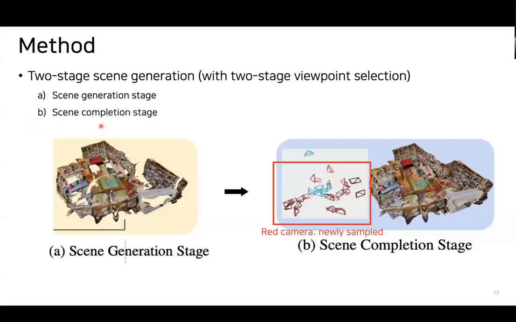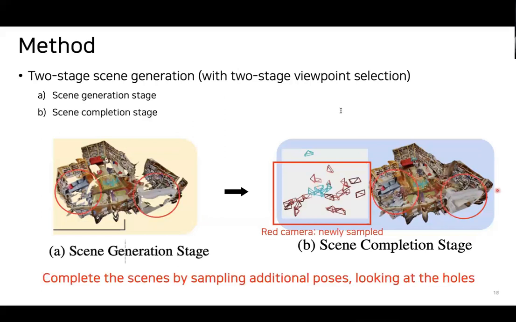Next is the scene completion stage. This stage aims to fill the holes from the previous stage with a newly sampled camera, denoted in red. This viewpoint selection algorithm is different from the previous stage, and its objective is to complete the scene by sampling additional poses, especially looking at the holes.